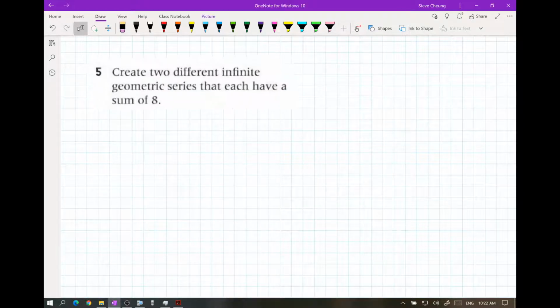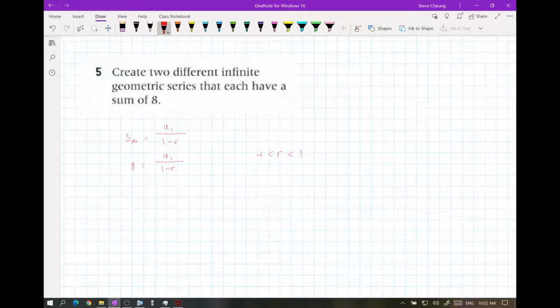Create 2 different infinite series that each have a sum of 8. Okay, let's see. I know the controlling factors are going to be my first term and my common ratio. And given that this has to be 8, I want 2 numbers that are going to give 8. I think easiest to control is r, because once I know what r is, I know what u1 is.